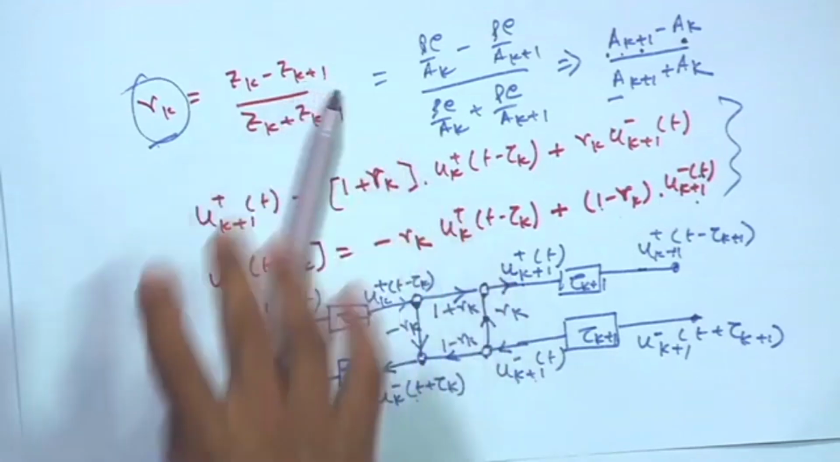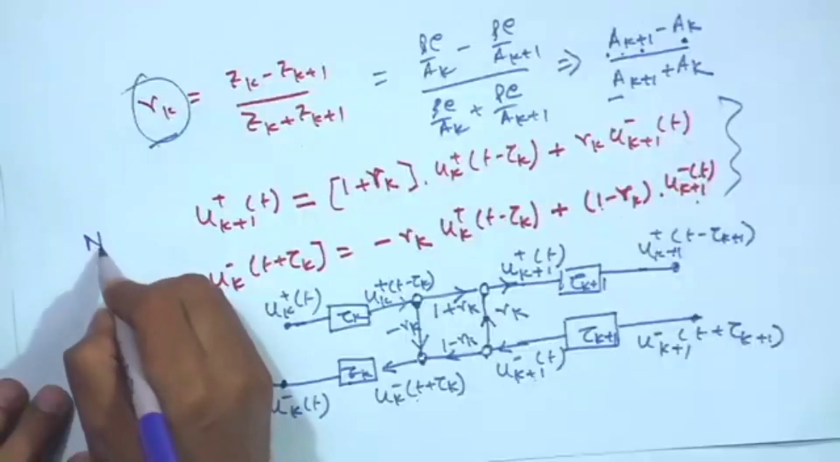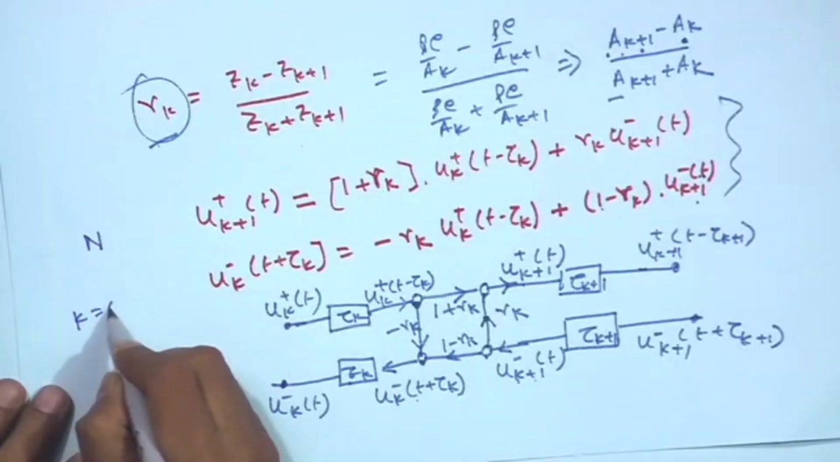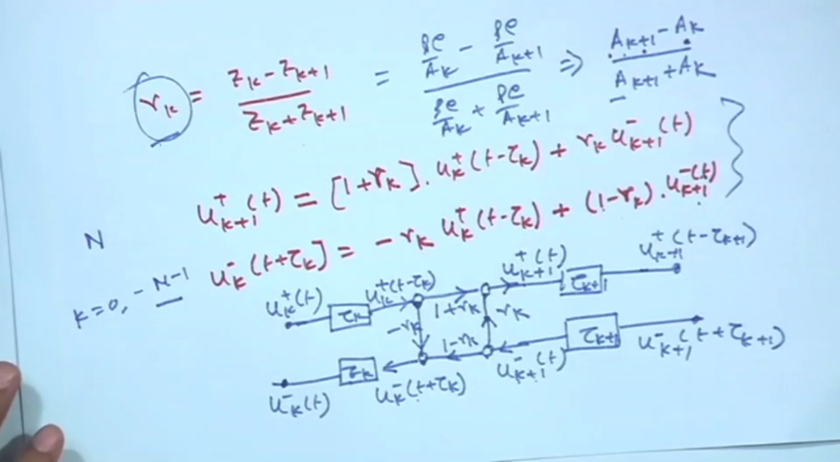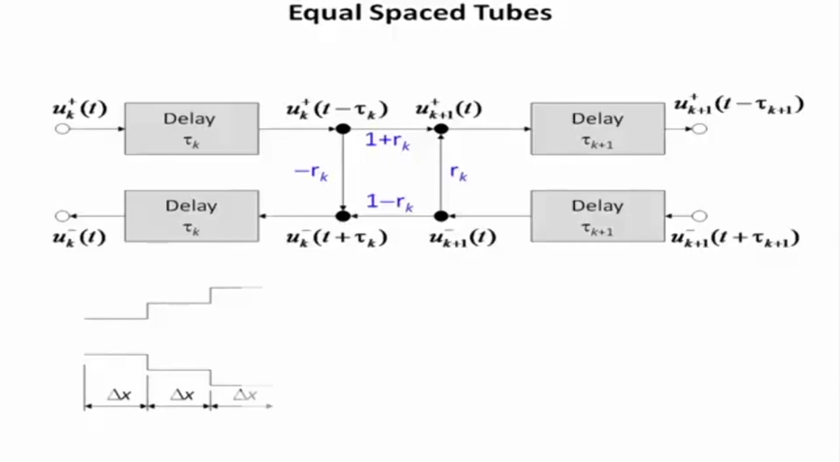Think about a similar kind of junction being repeated, instead of k I can put 1, k varies from 1 to, let us say, n. So, if there are n number of tubes, then k varies from 0 to n minus 1 tube. Okay.